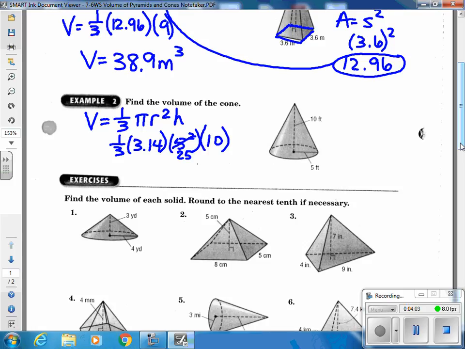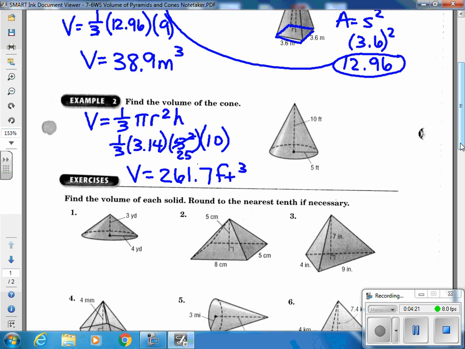If you are the 1 divided by 3 person, then go for it. You'll still get the same answer regardless. Once we get done calculating, you should end up with 261.7 feet cubed. And notice we're still in volume, so you're still going to have that little 3 in the air. The V gets a 3 every time.